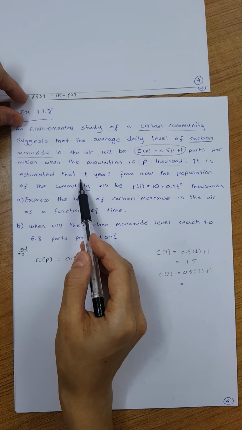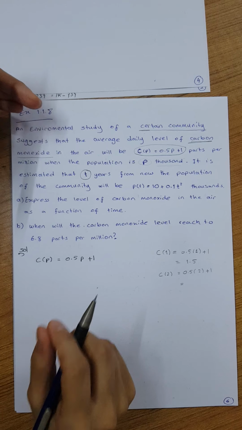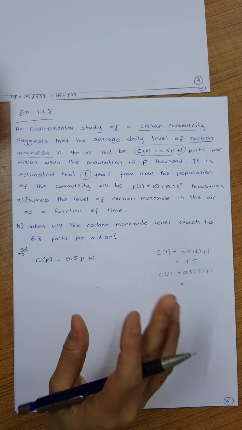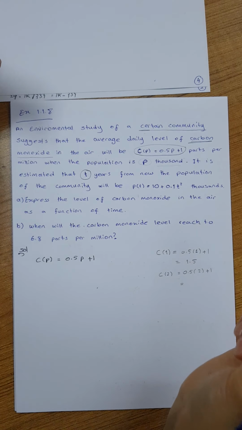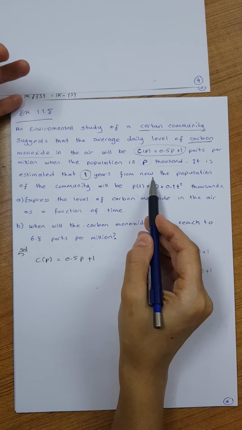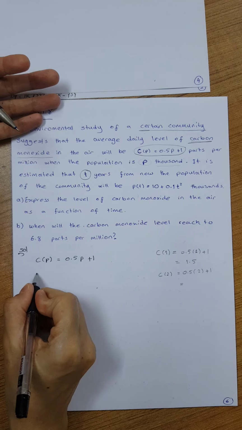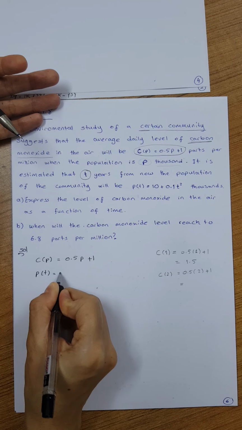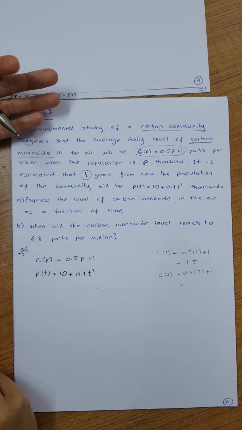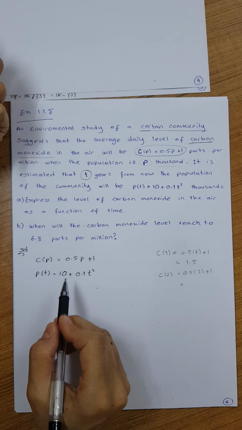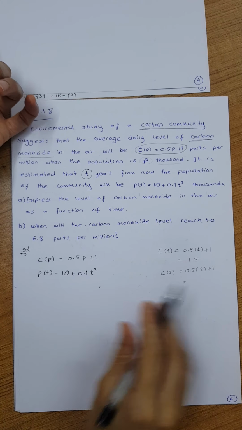It is estimated that T years, so what is that T given to me in here? It's the time. How is the time given to me? In years. Look, it's not in months, not in days, it's given in years. Okay, so if I say T is equal to 1, so I have got 1 year in here. From now, the population of the community will be P of T. Let me write this one also. P of T is equal to 10 plus 0.1 T squared. Okay, so after T years, the population will change to what? Will change to that equation.